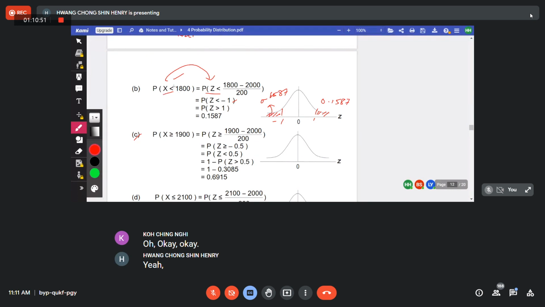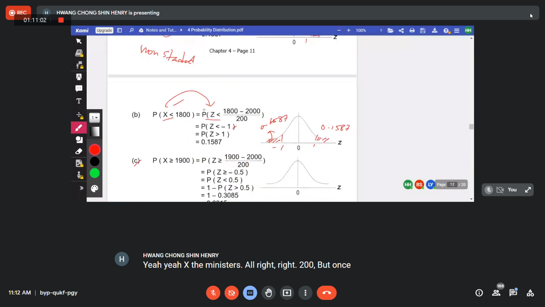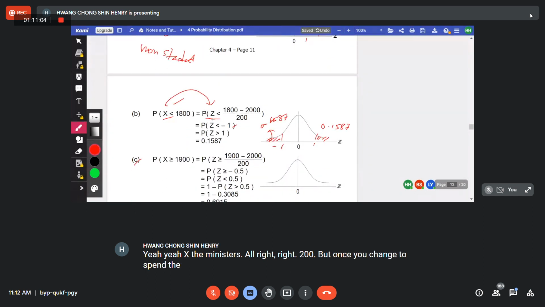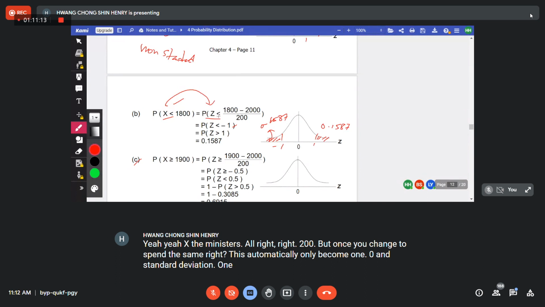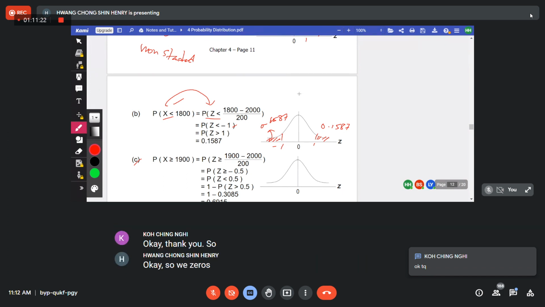See, everyone, remember I told you for x, the mean is not 0, right? Standard deviation is not 1. Your x is this one, right? Remember? 2000 and 200. But once you change to standard z, automatically your mean becomes what? 0. And standard deviation becomes 1. No need to think already. Chingy? Everyone? Okay, thank you, sir. So mean is 0, standard deviation is 1.